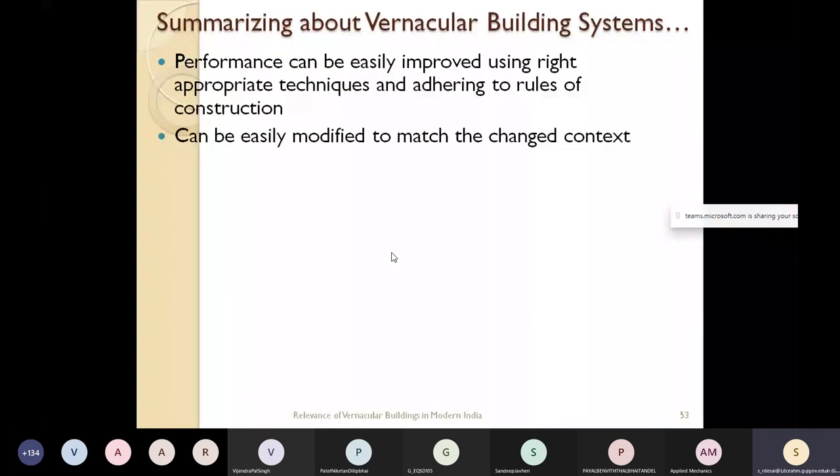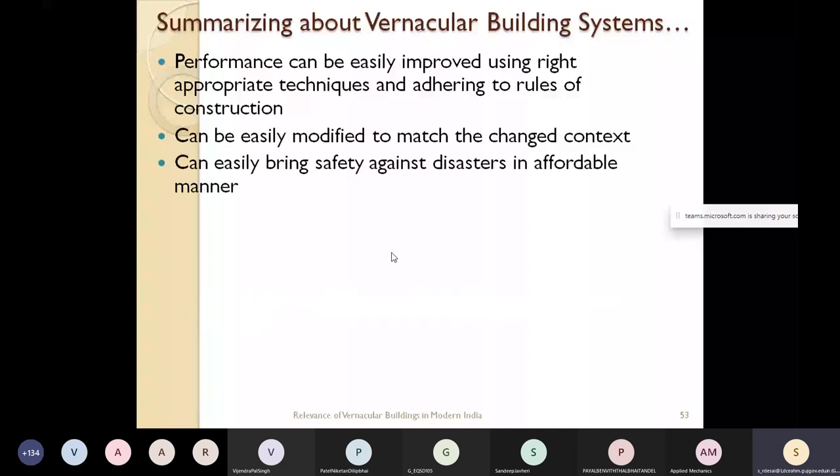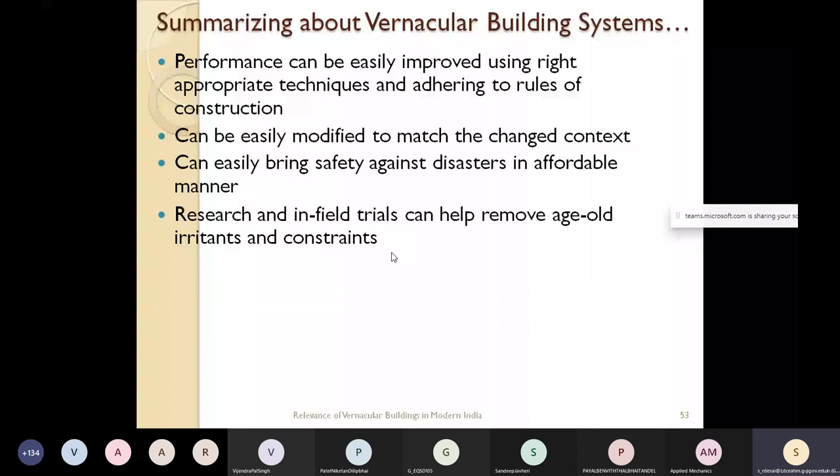I think we have talked about this. The vernacular systems are very versatile. They can be modified to change the context. They can be made disaster resistant in an affordable manner. What is required is to do research and infill trials, to remove the age-old irritants. Today, typically, people don't want to use clay tile roof because they say, oh, the monkeys break them, all right? So what can we do about that?